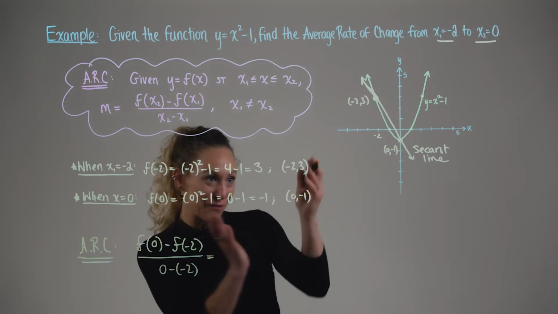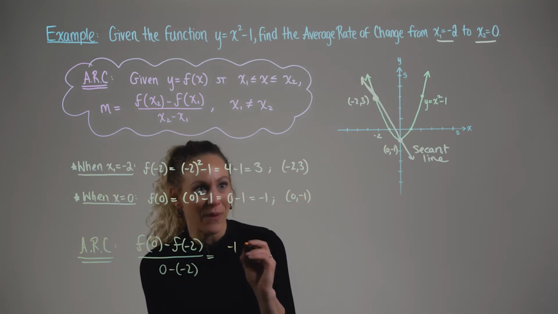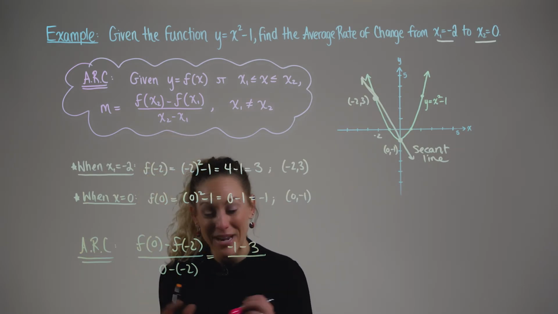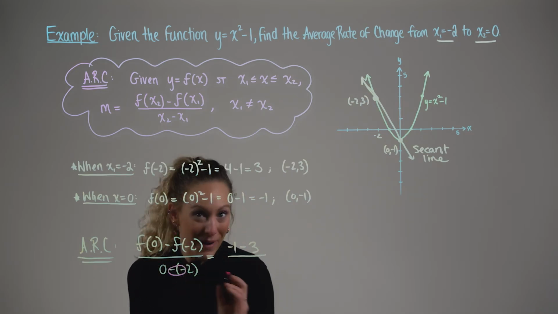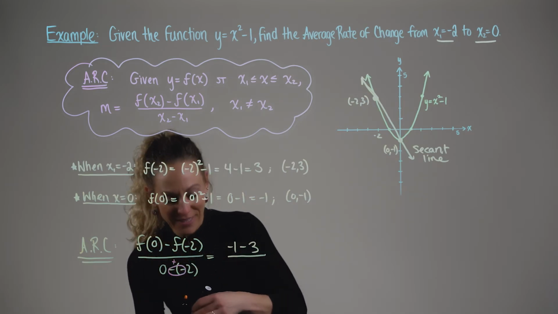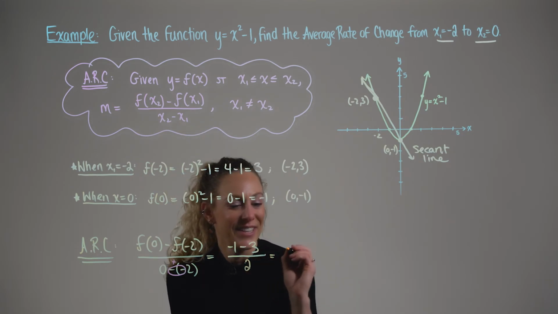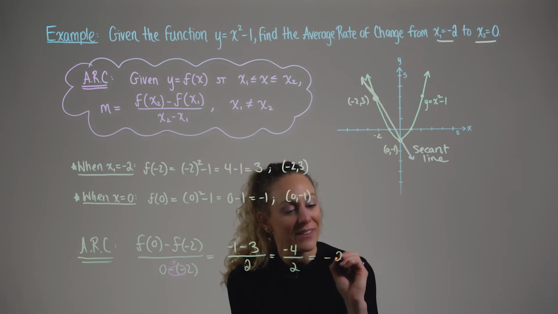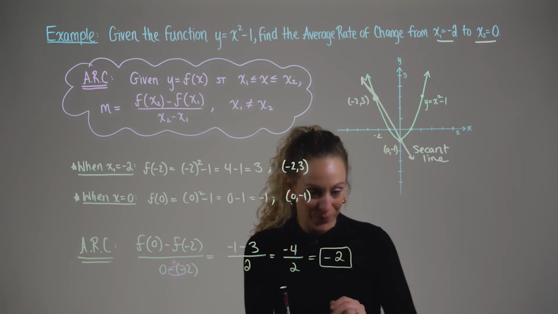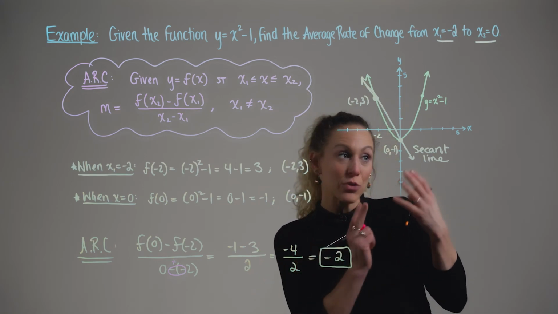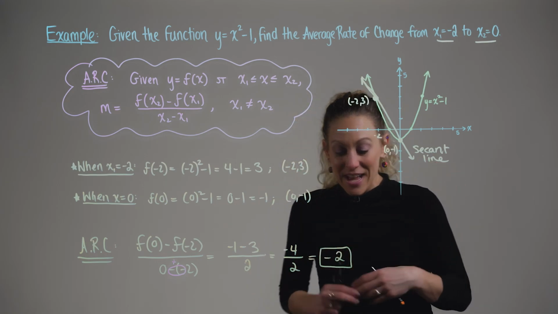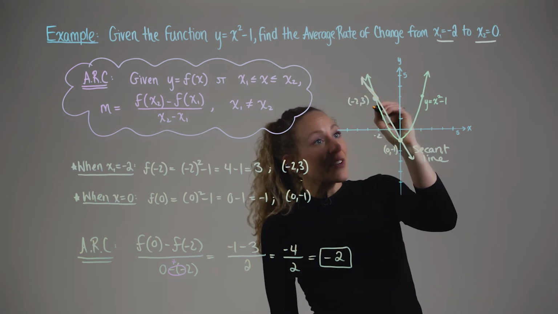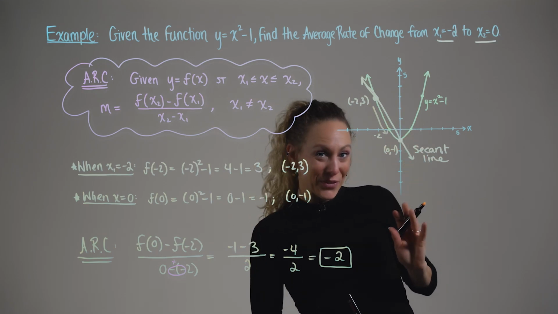So plugging in our function values, we have negative 1 minus 3, all divided by, now notice in our denominator, we have a negative multiplied by a negative, so we know that becomes positive 2. So we have negative 4 all divided by positive 2 for a beautiful final answer of negative 2. So this is the average rate of change, or the slope of our secant line. And since our slope is negative, we know that this means our function is decreasing over this interval of x values.